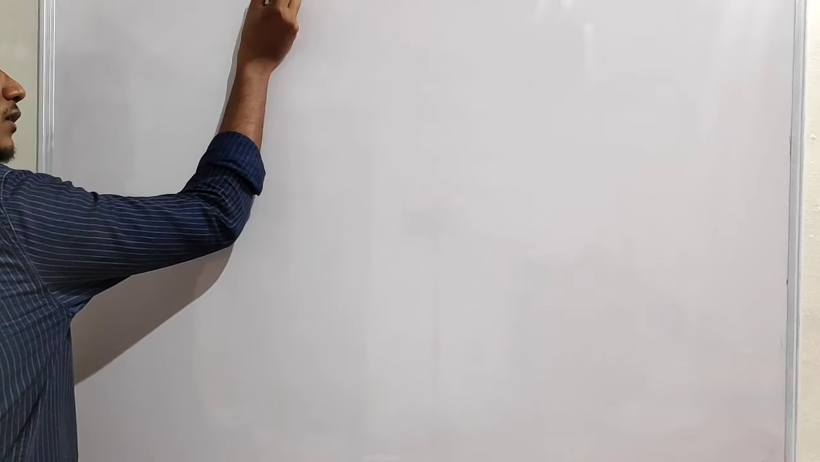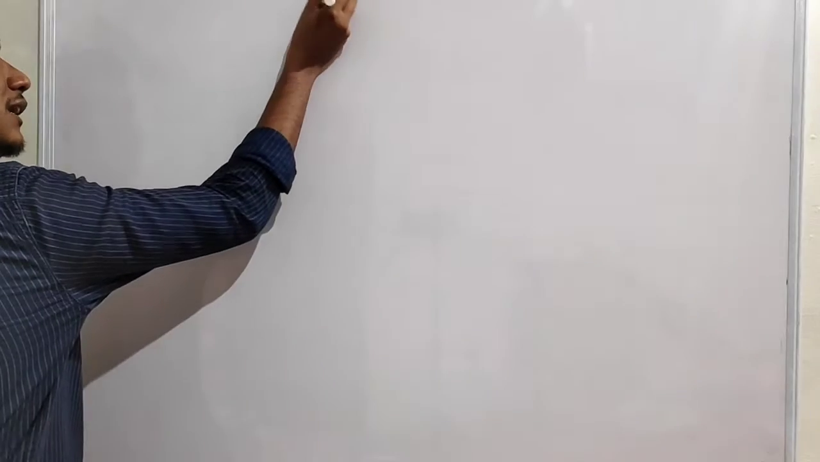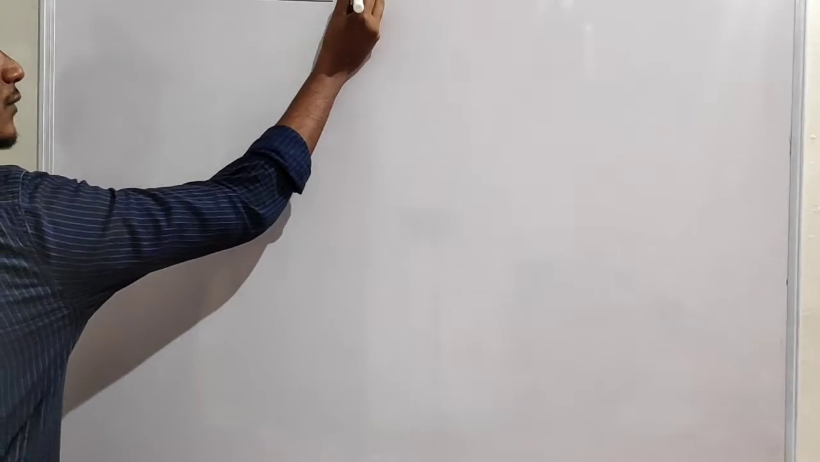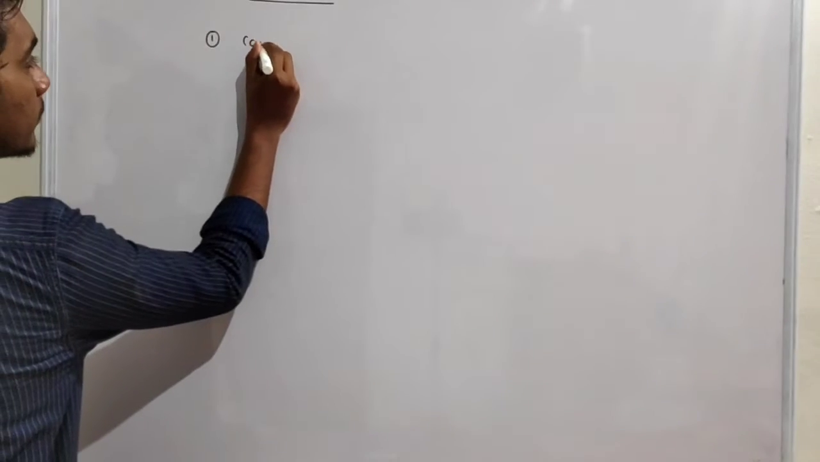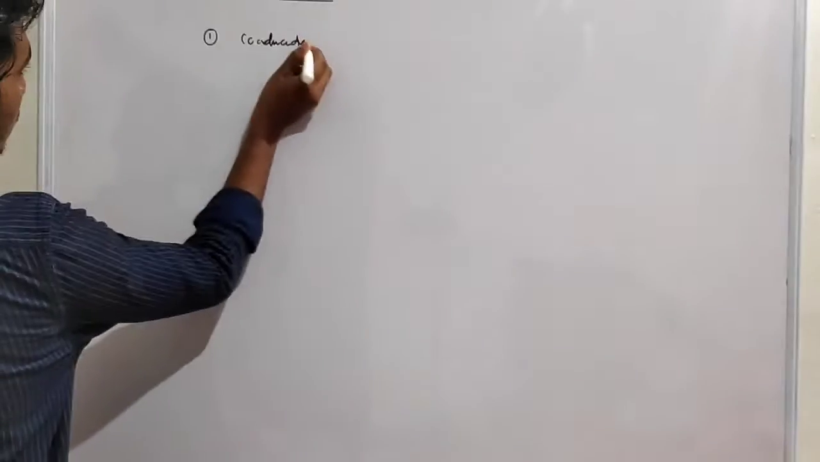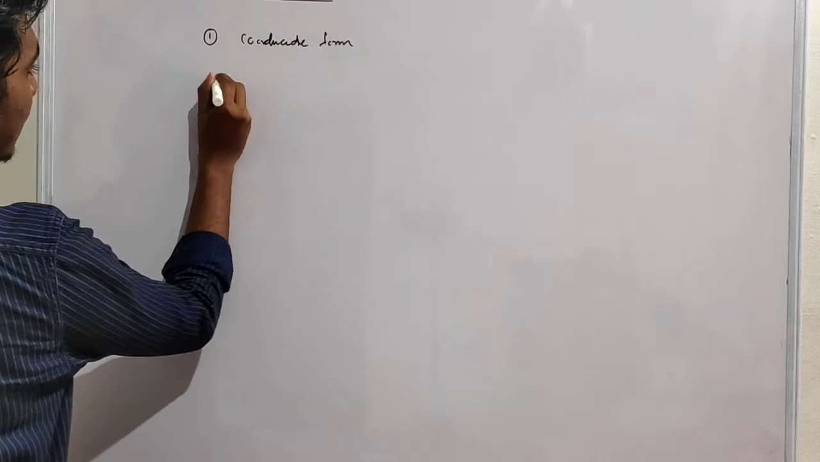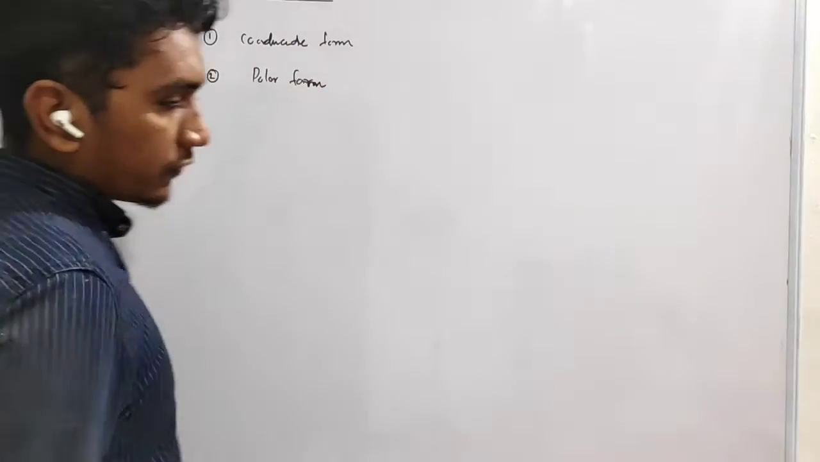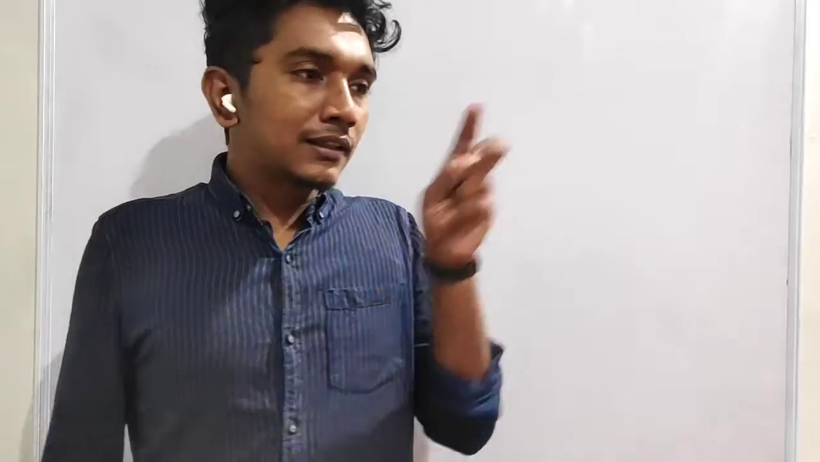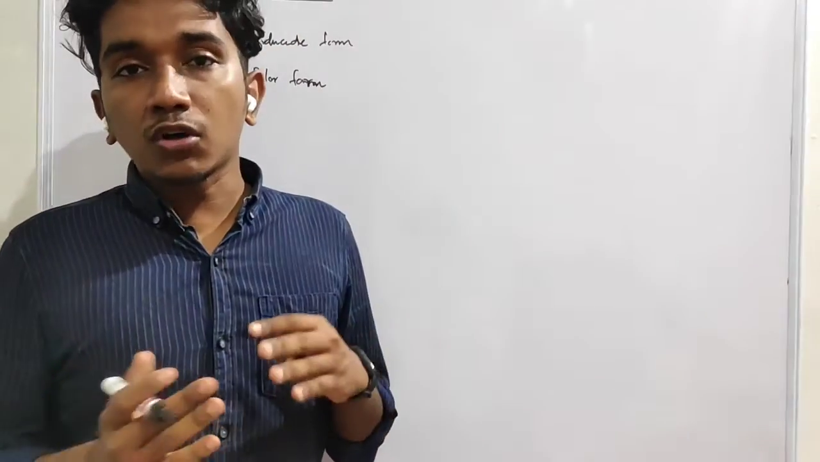And now let me tell you something, that is two forms of vector. Two forms in the sense we can represent any vector in two forms. First one, coordinate form, and second one, polar form. And polar, it is very clear from the word itself, polar means something related to angle and all. Coordinate means something related to coordinates.